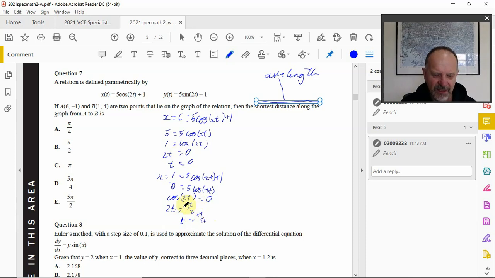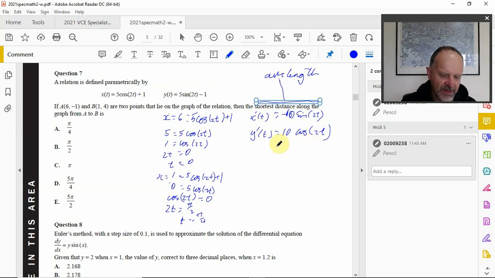And so those are going to be our limits on our integral. We need to know what x dash t is. So x dash t, the 2 comes out, cos changes to sine, negative. So negative 10 sine 2t, and the 1, of course, goes to 0. For y dash, the 2 comes out, times 5 is 10, sine goes to cos 2t.